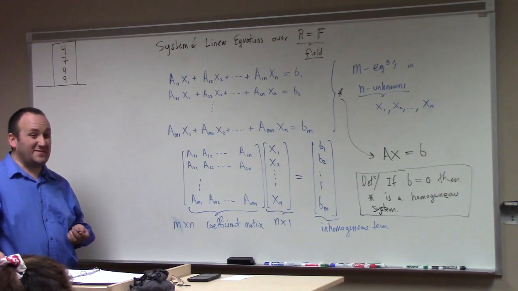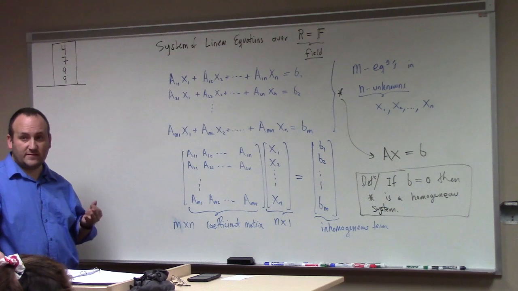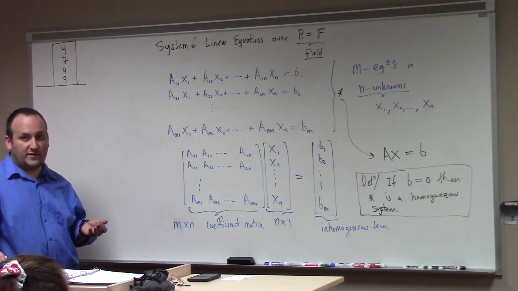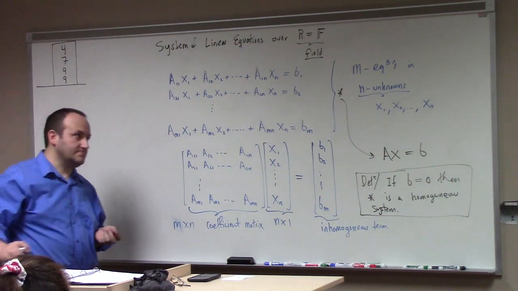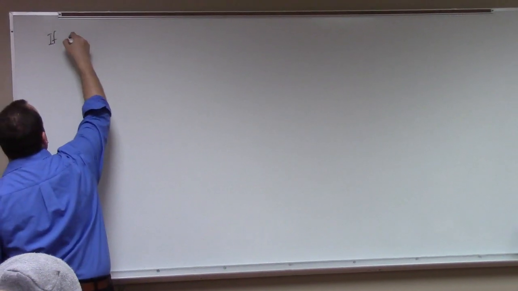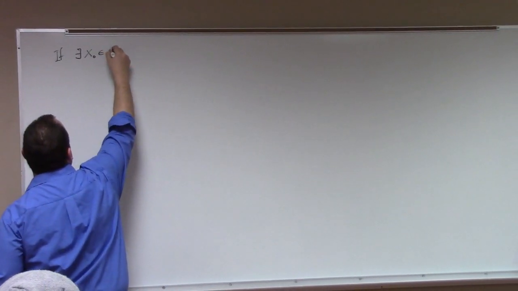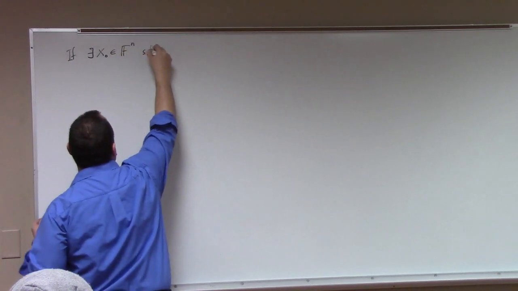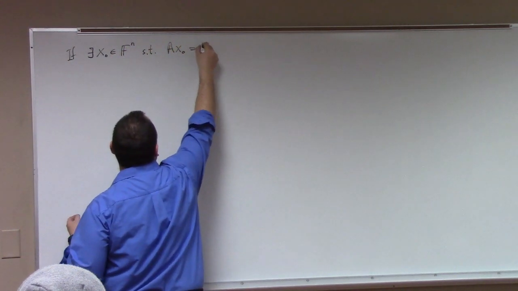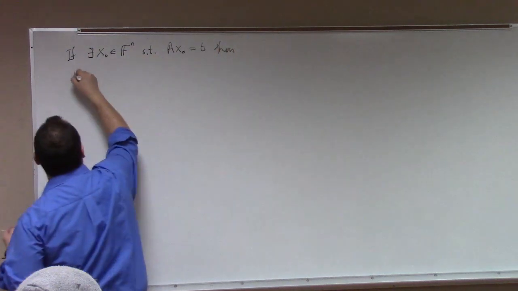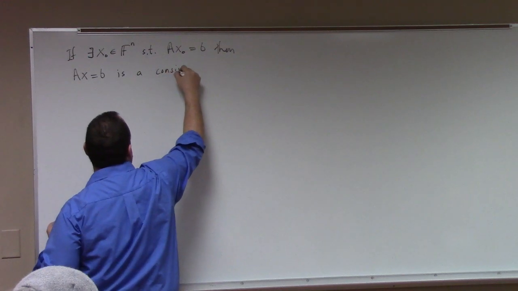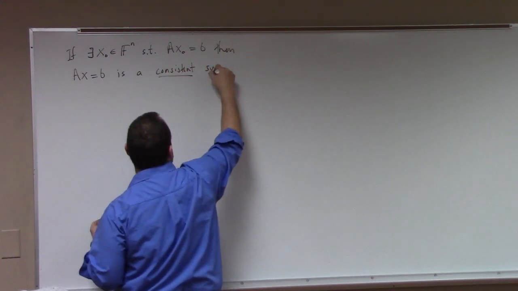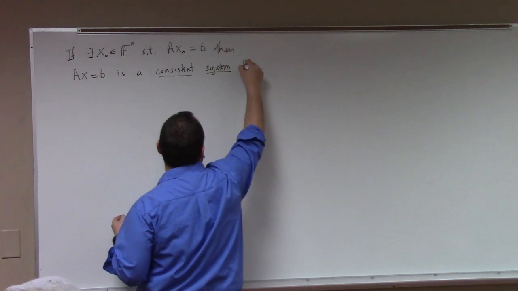Further terminology, if there exists a solution to this system of equations, then it's said to be a consistent system. If there exists x naught in F^n such that A x naught equals B, then AX equals B is a consistent system of linear equations.